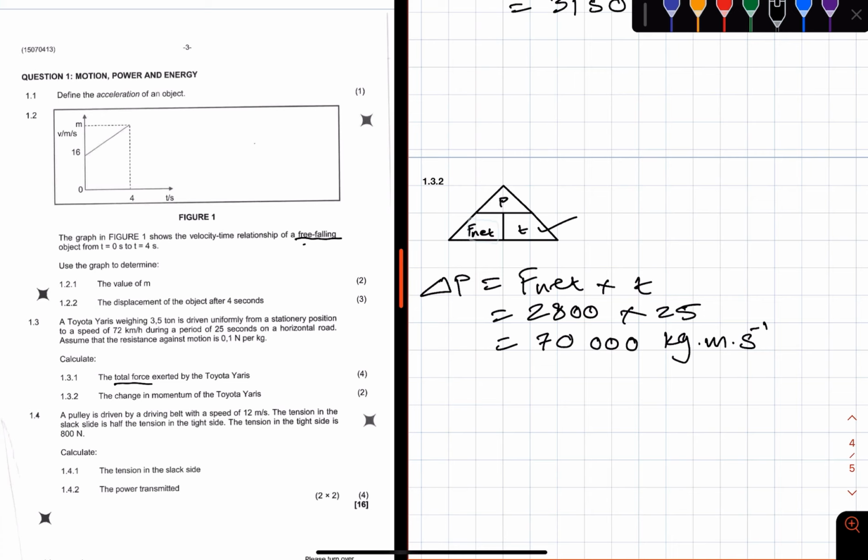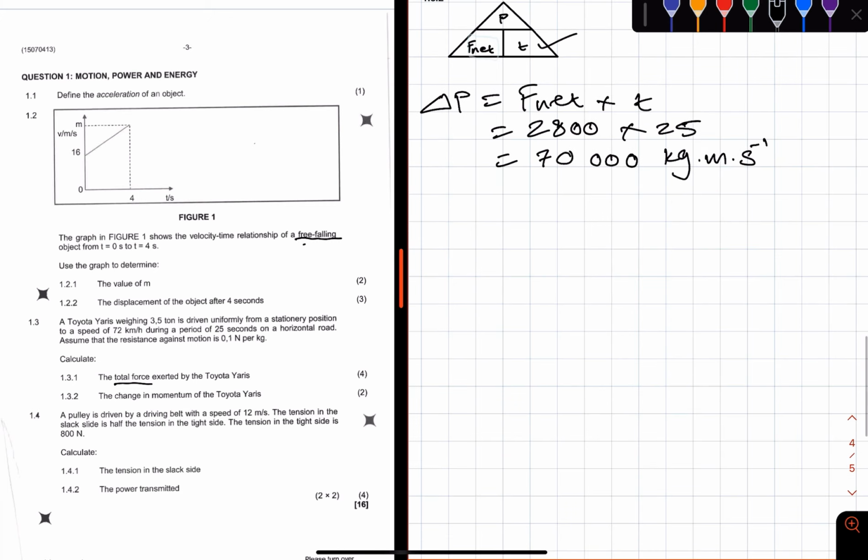Easy. Now there are other ways you could have calculated the change in momentum, but the quickest way of getting anything is by using what you've been given or by using what you've calculated. Always try to take the path of least resistance, and as far as change in momentum, this would have been the path of least resistance. So now we go to question 1.4.